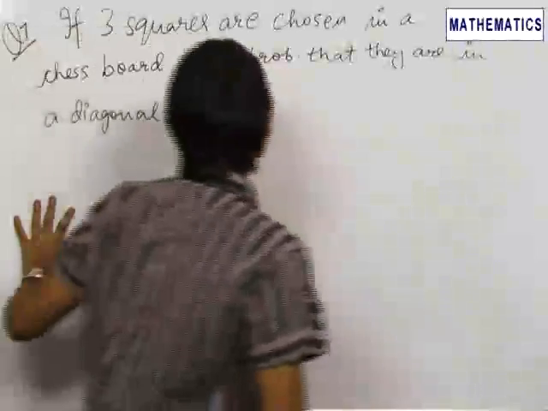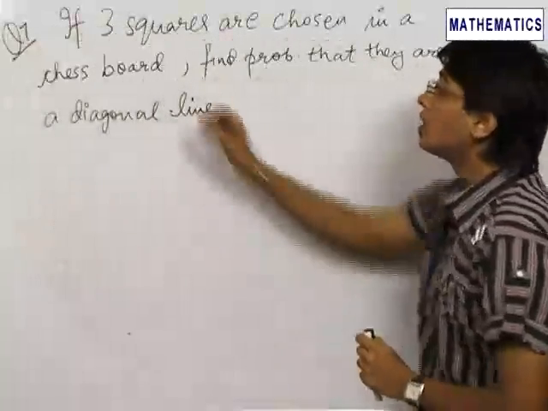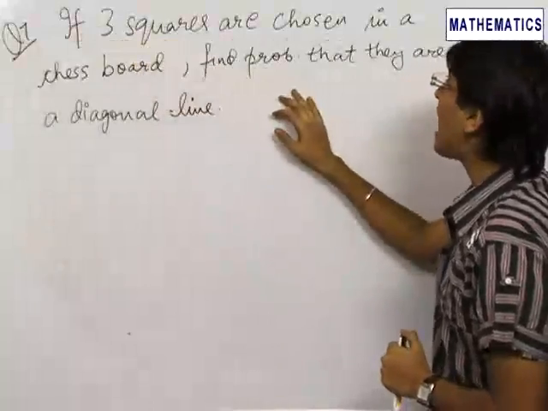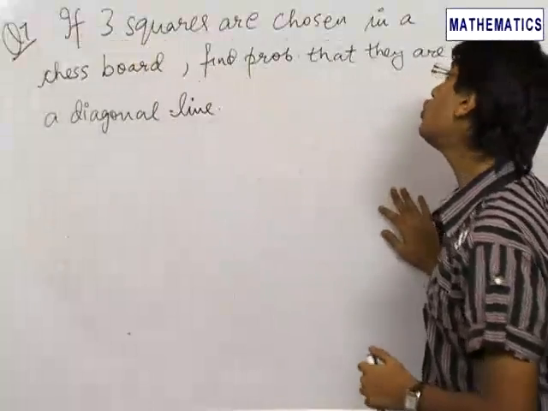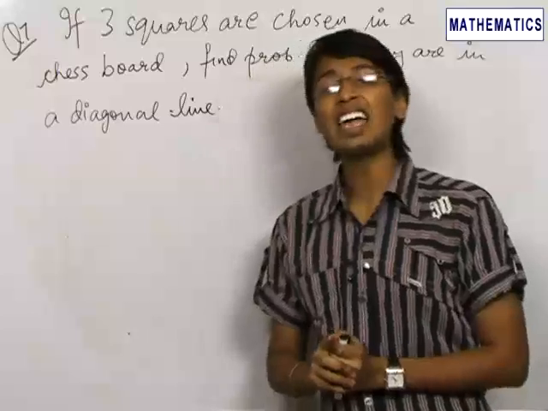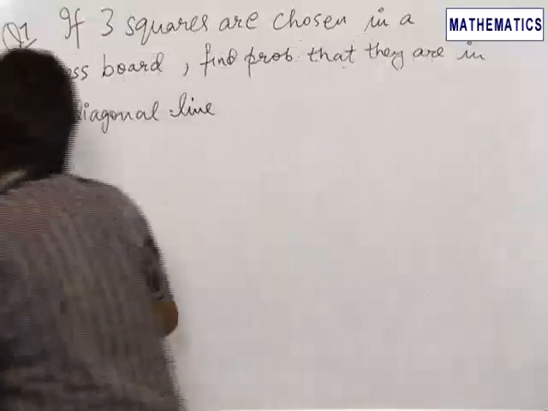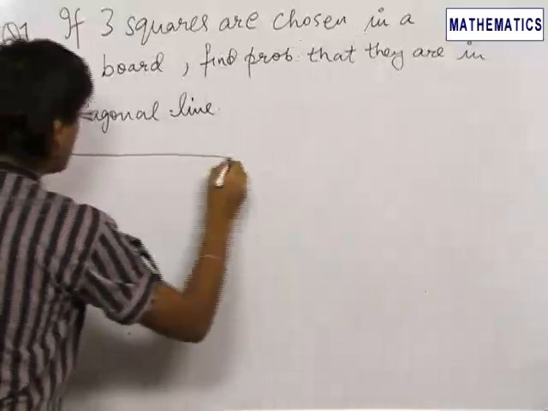Our next problem is again a very interesting problem. We are given that if 3 squares are being chosen in a chessboard, then we need to find the probability that these 3 squares are lying in a diagonal line. So for solving this problem, let us make the chessboard.